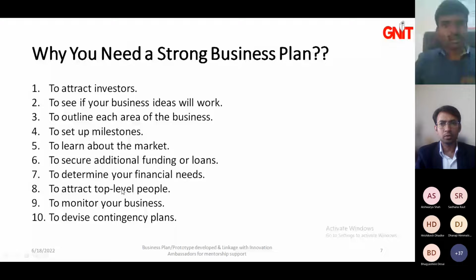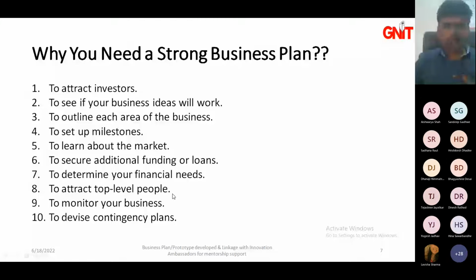Then, to attract top level people, that is the main thing. I showed in the first slides what the top entrepreneurs are. They became entrepreneurs by attracting top level people. Where the numbers are more and the level is more, there you have to attract. Then monitor your business after the respective period. You have to monitor your business every week, month, and year.